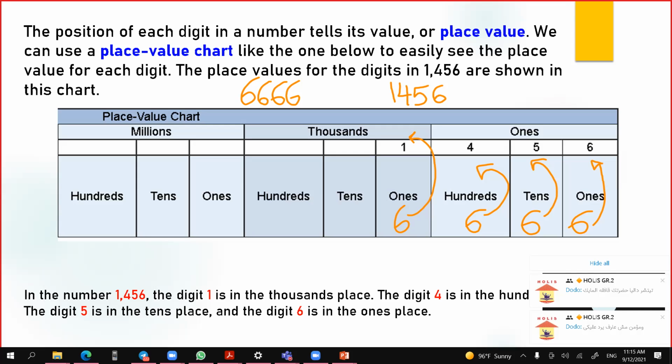Okay. Now, what did I tell you? I told you that each digit has a position, and this position tells me about the place value. So how can I know the value of a digit? I use something we call the place value chart. The place value chart, as you see here, is a table. This table we call the place value chart.